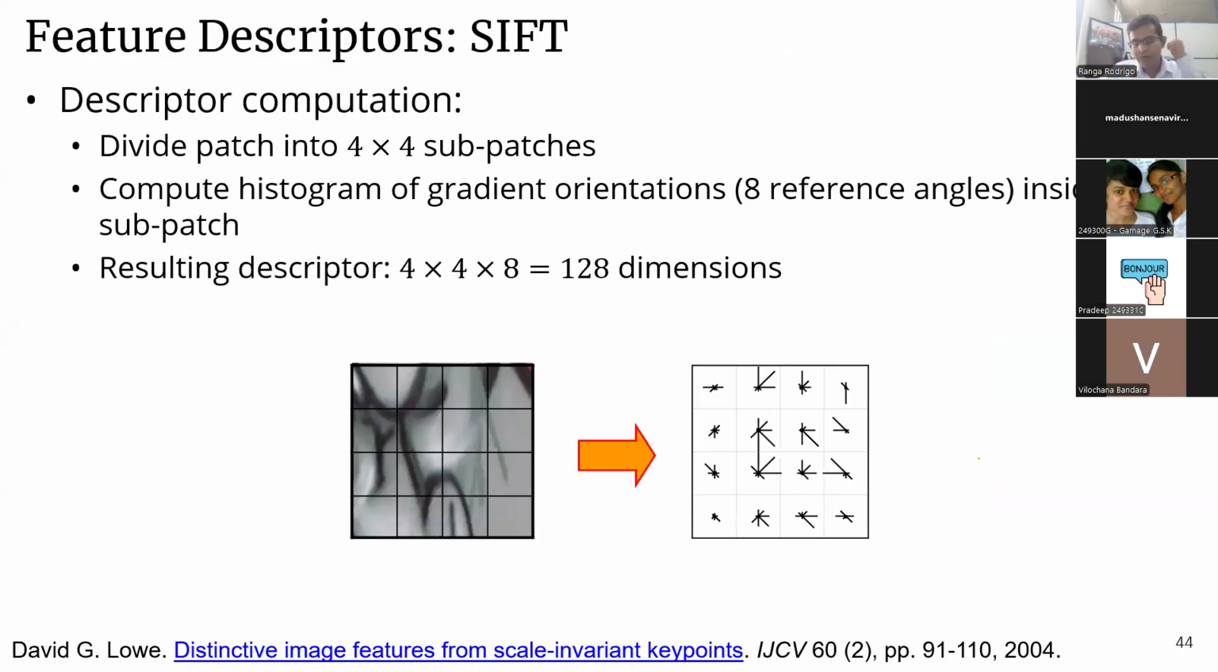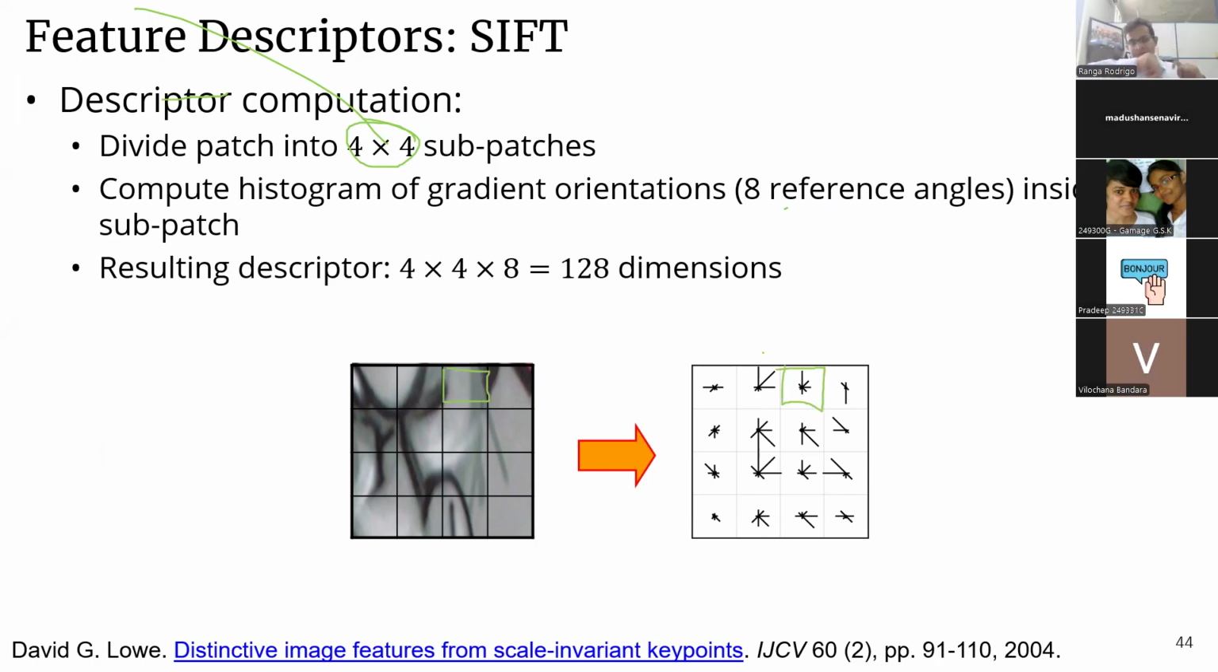That's why we talked about the SIFT features. SIFT features are very robust to those things. So divide the patch into 4 by 4 sub patches. Compute the histogram of gradient orientation with 8 reference angles. So for each of these patches, for example this one, we compute all the gradients in the vertical direction.